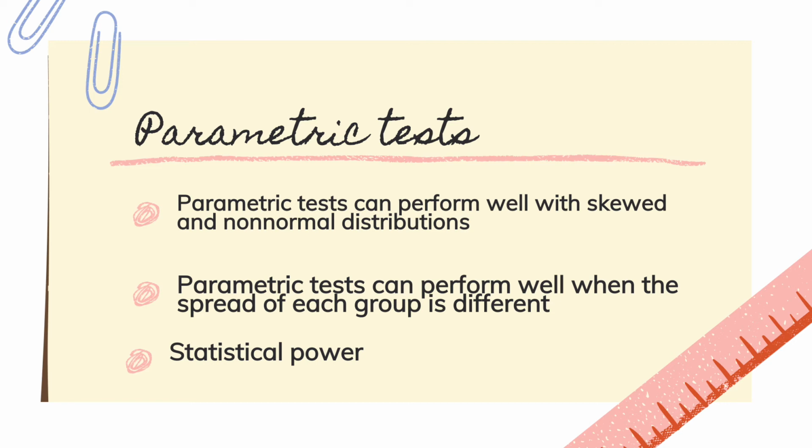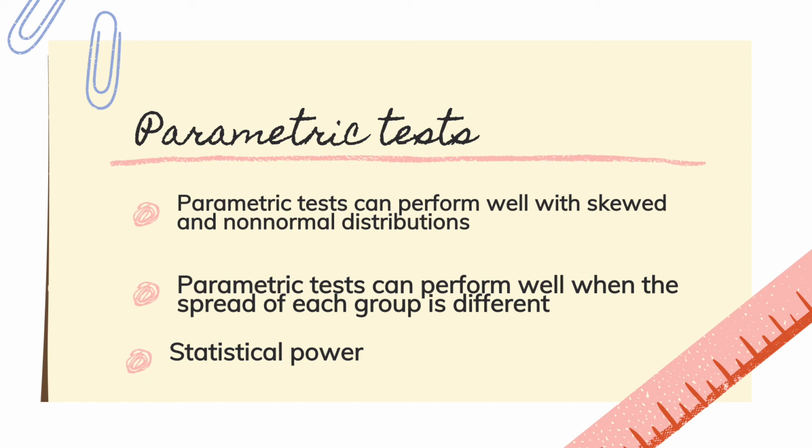The second reason why we use parametric tests is it can perform well when the spread of each group is different. While non-parametric tests don't assume that your data follow a normal distribution, they do have other assumptions that can be hard to meet. For non-parametric tests that compare groups, a common assumption is that the data for all groups must have the same spread. So if your groups have a different spread, the non-parametric test might not provide valid results.